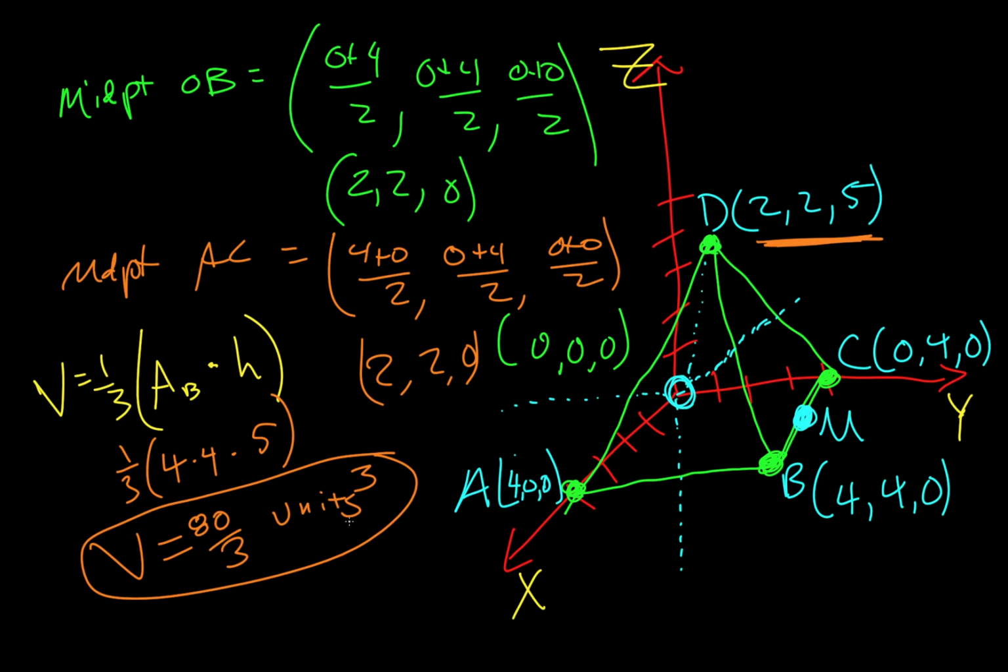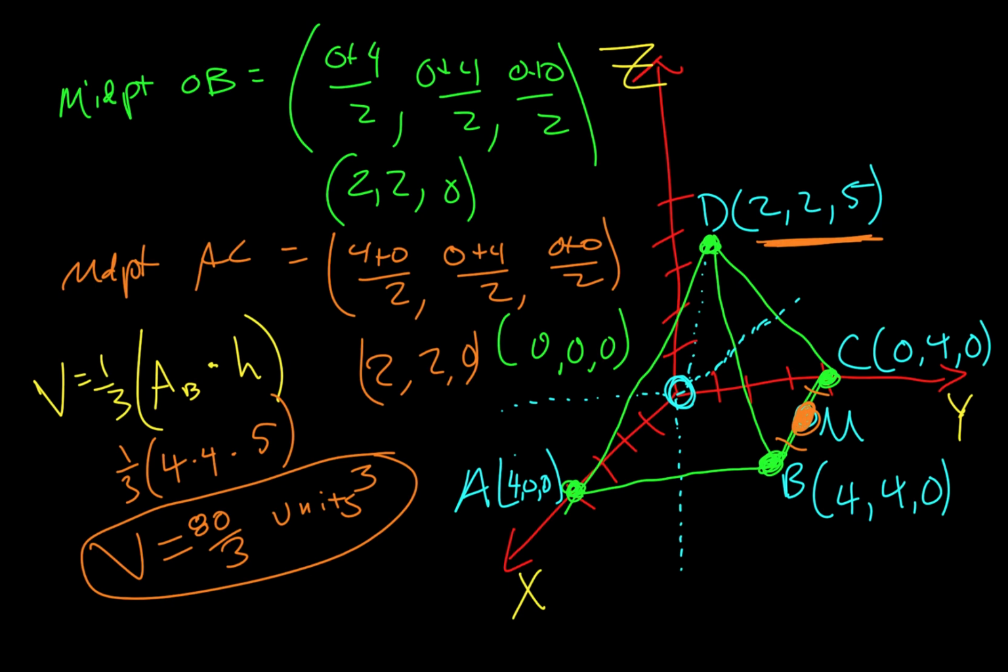Now we're moving on to the next part, part C. It says suppose M is the midpoint of BC. So right here's M, it's the midpoint, which means that this and this are the same distance. And it wants us to do 3 different things. So first it wants us to find the coordinates of M. To do that, we just need to do the midpoint formula again.